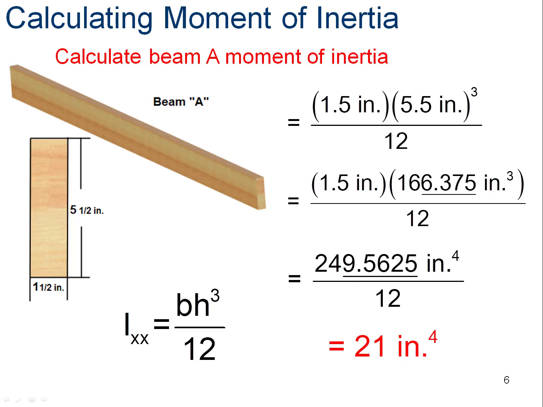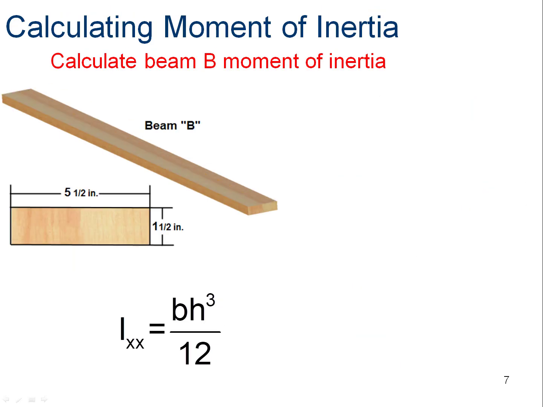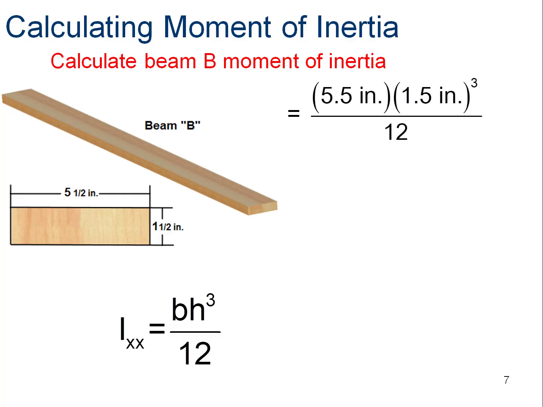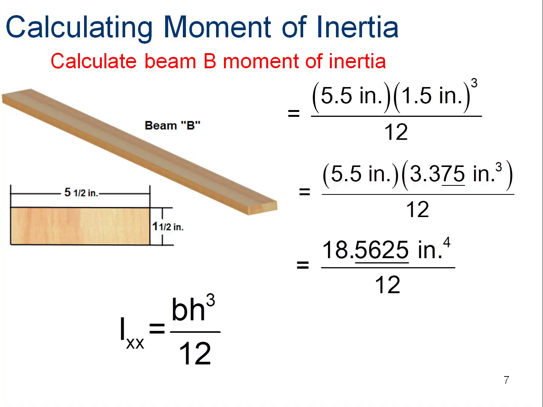So let's see an example of that. Here's beam B. Again, beam B is in plank orientation, and now my height is measured at 1.5 inches, and my base is 5.5 inches. Same beam. So when I do the math and multiply this out, what I end up with is 1.5 inches to the fourth power.